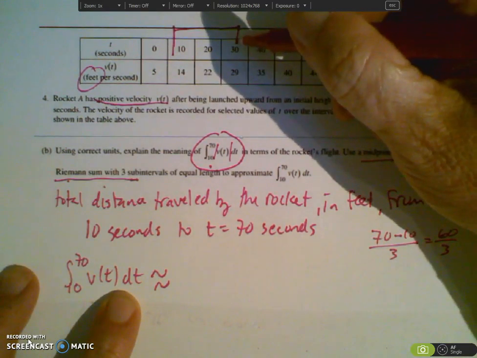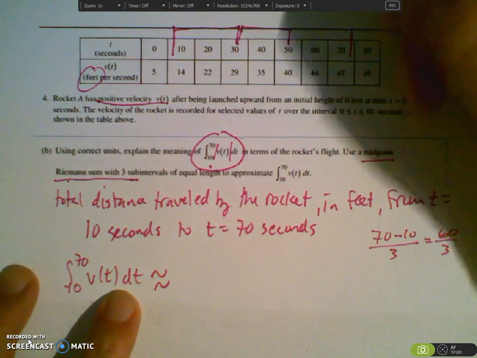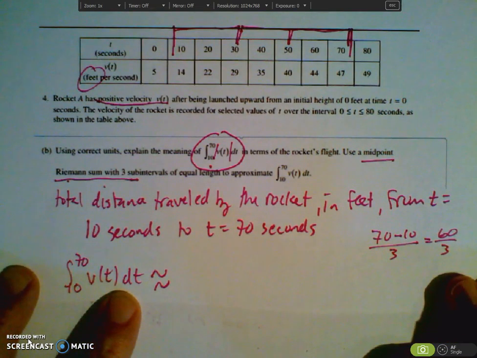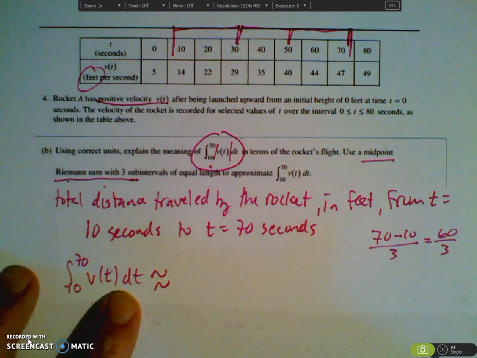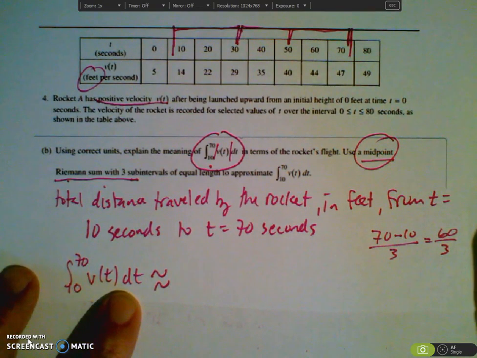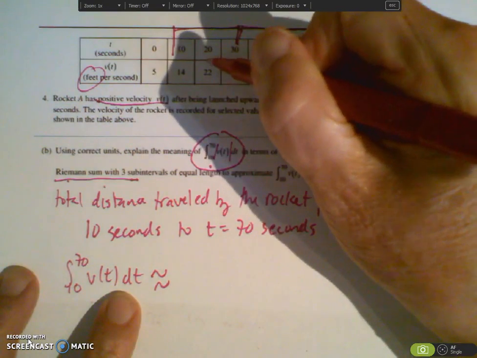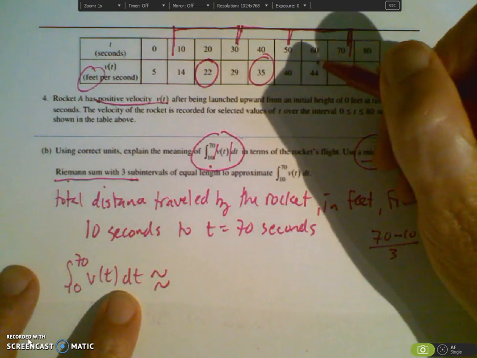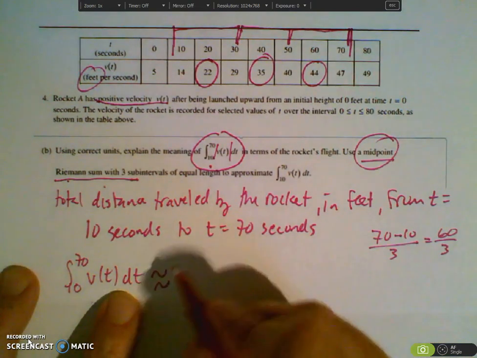So there's my first rectangle, there's my second rectangle, and there's my third rectangle. I now know the width of each of my rectangles. But what height will I use? Well, it's a midpoint Riemann sum. And so that means I need to use the height that's right in the middle of each interval. This will be for my second time interval and for my third time interval.